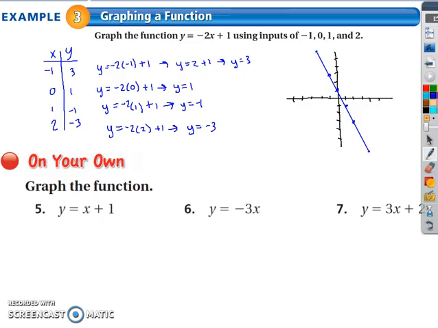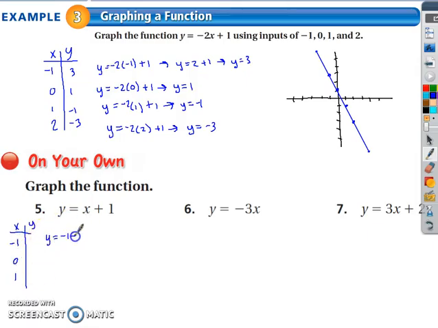Go ahead and take a moment now and practice graphing the next 3 on your own. You may pick whichever inputs you would like to use. For this first equation, I'm going to pick negative 1, 0, and 1 as my inputs.